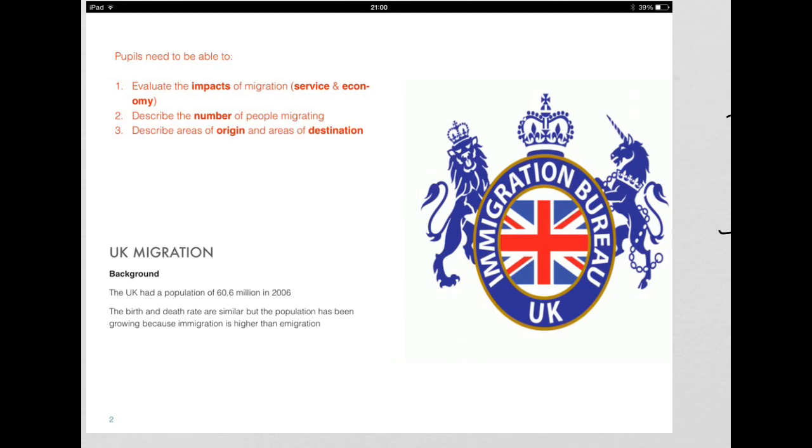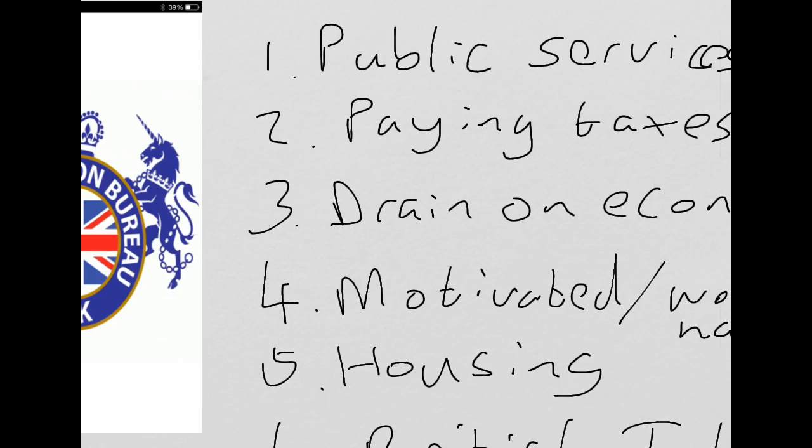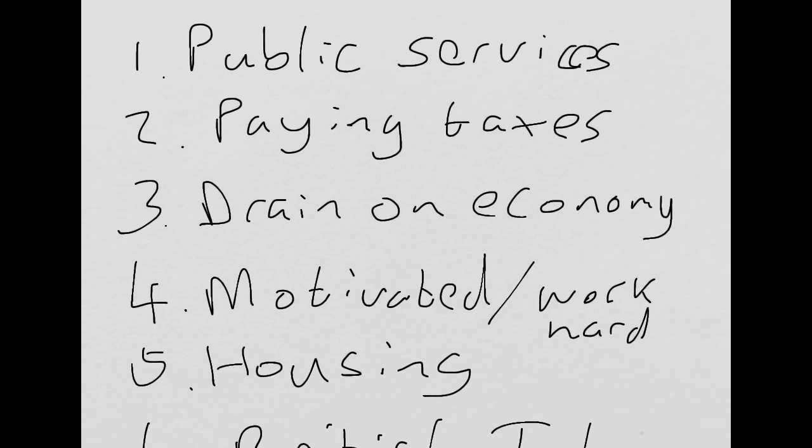If we come back to have a look at the evaluation, we've done that through our point, explain, expand, but we've got to say whether they impact on the service or the economy, so we've got to evaluate. The public services one is definitely a positive.